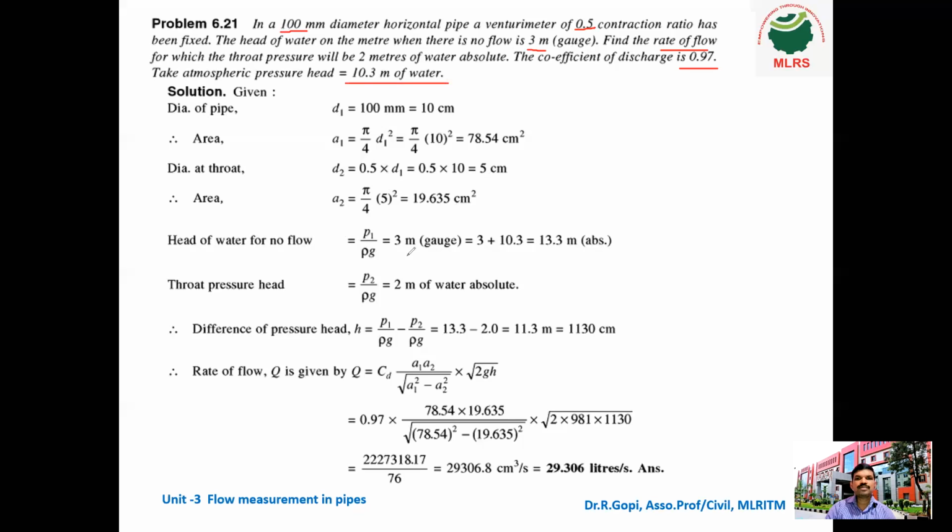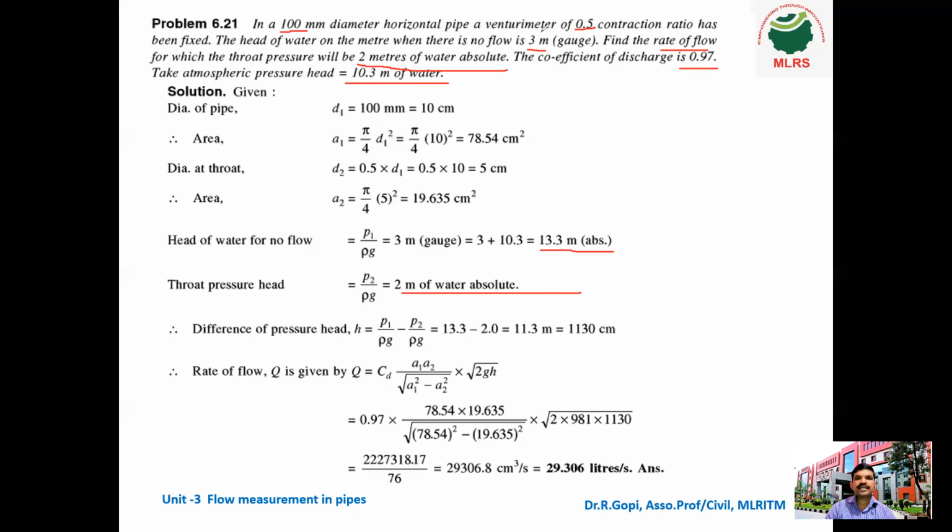It is the gauge pressure. So what is the absolute pressure? It means 3 plus 10.3, that is, gauge pressure plus atmospheric pressure head. So 3 plus 10.3 is 13.3 meter absolute. But here at the throat they directly gave the absolute pressure also. The throat pressure head P2 by rho G is 2 meter of water absolute.